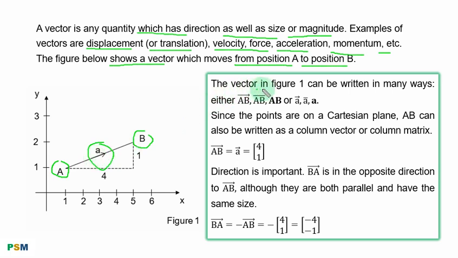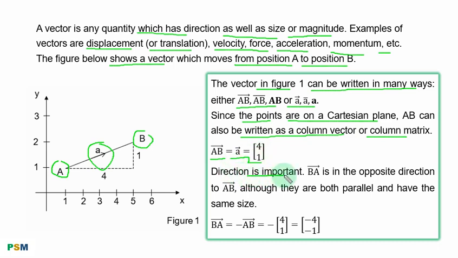The vector in figure 1 can be written in many ways, either this or this. Since the points are on a Cartesian plane, AB can also be written as a column vector or column matrix. That is, vector AB is equal to the column matrix with entries 4 and 1.